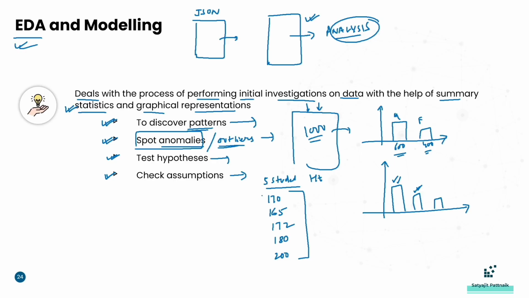Now, in this, you can see these four are very close, but this data point is very far away from the rest. Or else somebody with 85 centimeters could be a dwarf. These kinds of data points that are very far away from the rest of the data points are called outliers. What do we do with these outliers? Well, there are different strategies that we follow in EDA, so we will be covering that in depth in the EDA class. Similarly, testing hypothesis and checking assumptions.